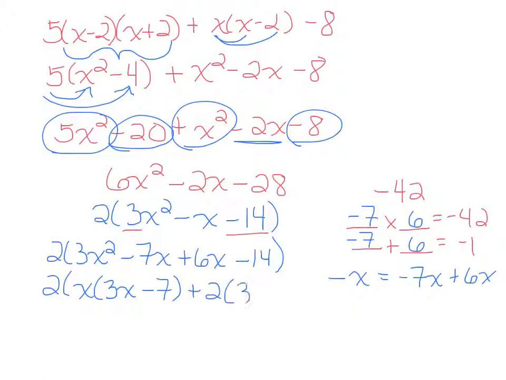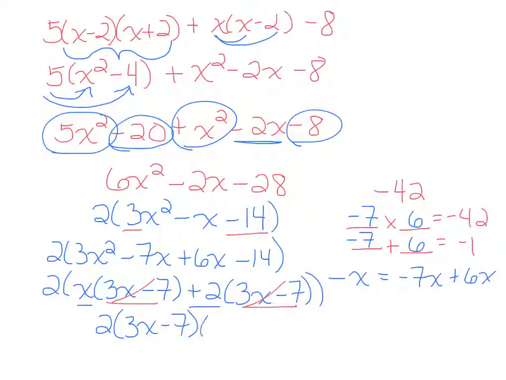So that leaves me with 3x minus 7. Now we have 2 times what's in the parentheses, 3x minus 7, times what's not in the parentheses, x plus 2. Now let's write our form over the common denominator.